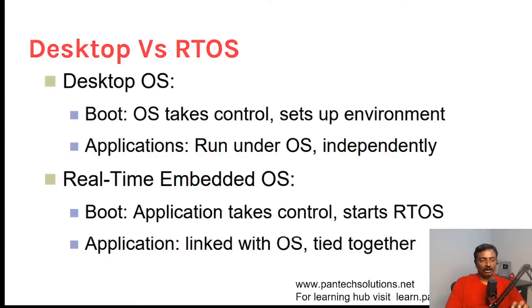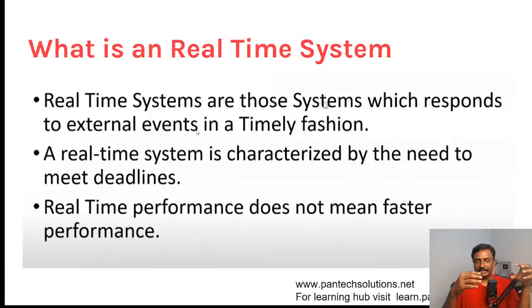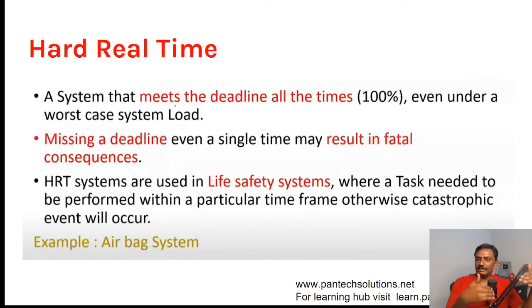Moreover, an RTOS is a real-time system. It executes a task within a specific amount of time. We saw the example yesterday, hard real-time and soft real-time. In hard real-time, the system should meet the deadline 100% of the time. It should not miss even a single deadline. One example is the airbag system in a car. If it misses a deadline even one time, there is no use of it, because the airbag must open exactly when the accident occurs. That kind of system is called a hard real-time system.